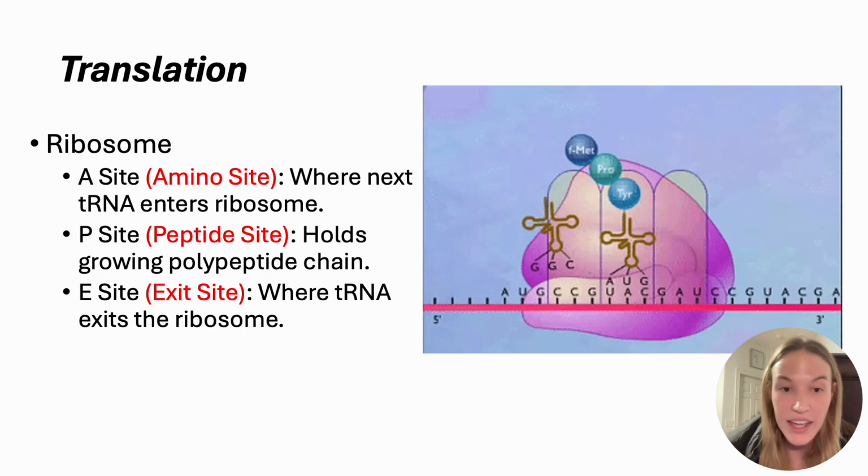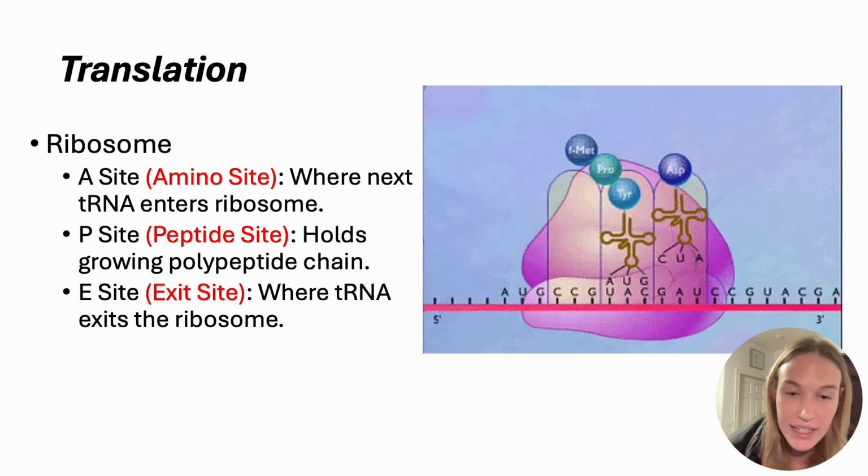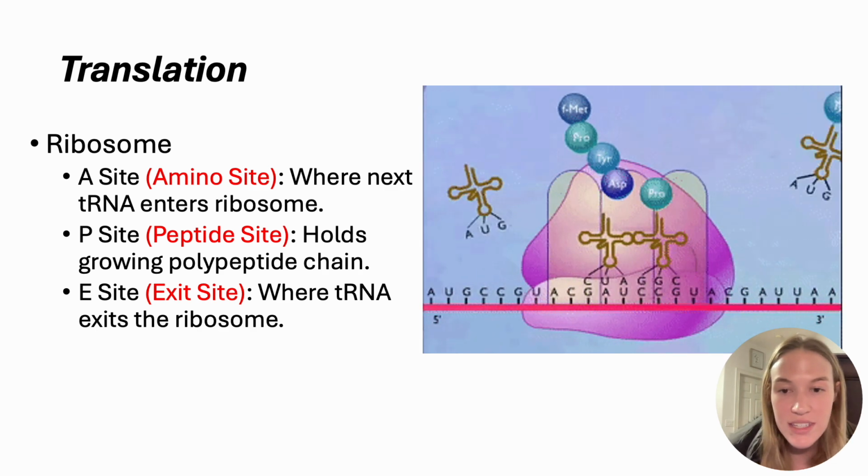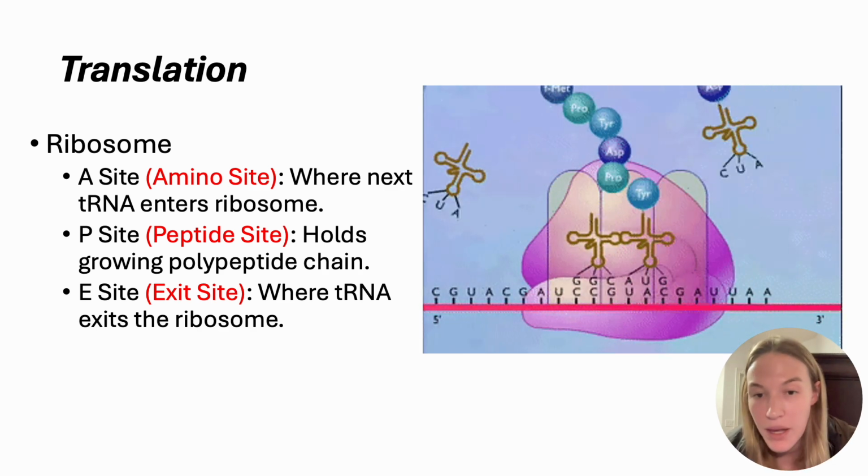So let's go ahead and look at actually how this is happening at the ribosome. So I have a loaded tRNA, and that loaded tRNA is going to come in at the A site. What is sitting at the P site is the polypeptide chain.